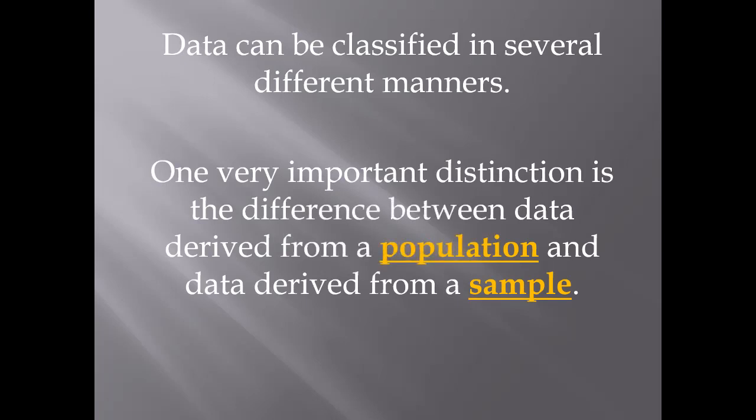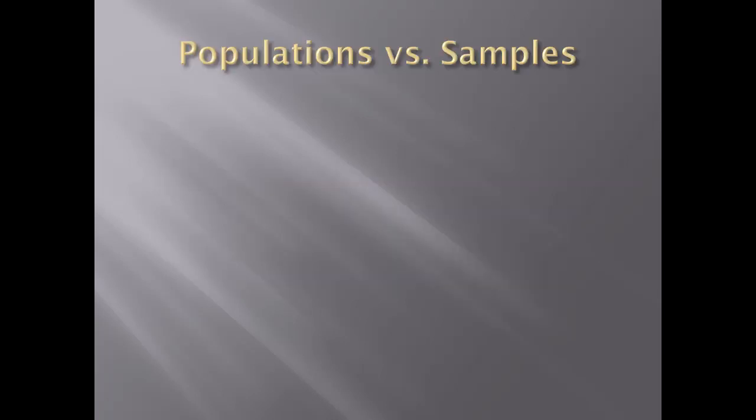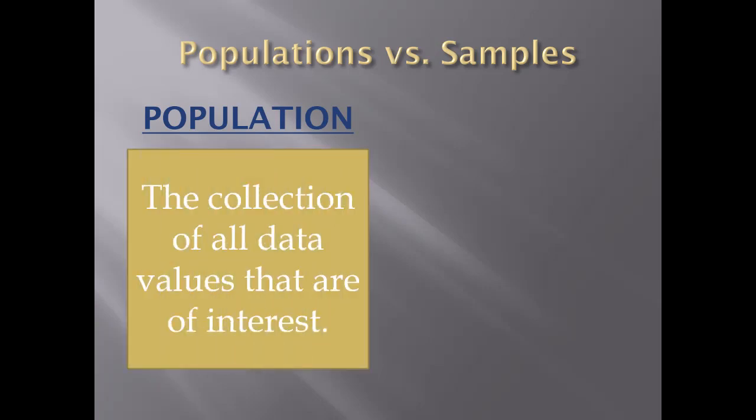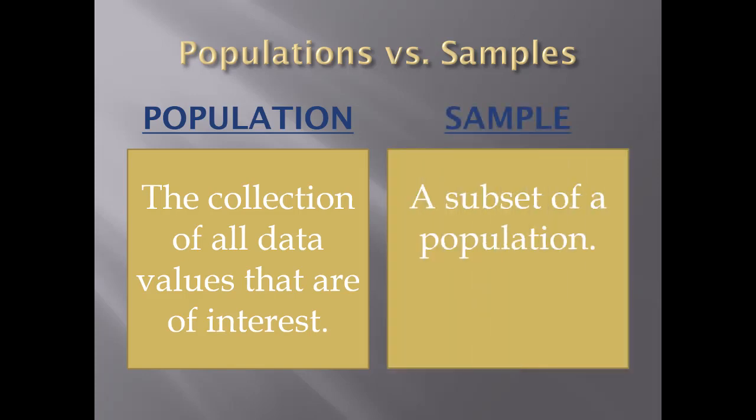One of the first ways that we learn how to classify data is by looking at the difference between data that's collected from a population and data that comes from a sample. So let's look at populations versus samples. A population is a collection of all data values that are of interest. A sample is a subset of a population. So a subset means we're taking some of the values, not all. Populations refer to all of the data values. Subsets refer to some of the data values.